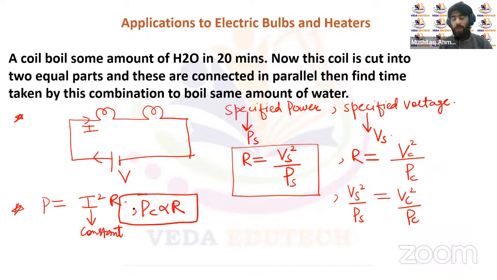It means that the bulb placed in a series will consume more power, or grow brighter and brighter, if the resistance of that bulb is more. So it will be proportional to the resistance of the bulb.